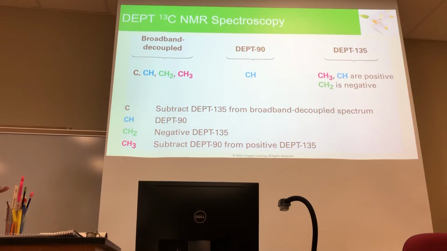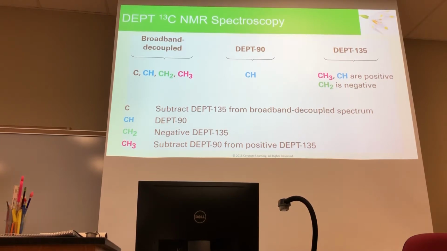Remember that we can do broadband decoupled, and what's broadband decoupled? Regular C13 NMR, okay? And that gives us everything, hopefully. And then we can do a DEPT 90, and that's going to give us only the CHs, and the DEPT 135. That's going to tell us the CH3s, because we can subtract off the CHs, and the CH2s, because one will be positive, one will be negative. Okay, so this is what we're dealing with. Notice that the quaternaries are nowhere in either of these. So if it's here and it's not in any of these, it's a quaternary.